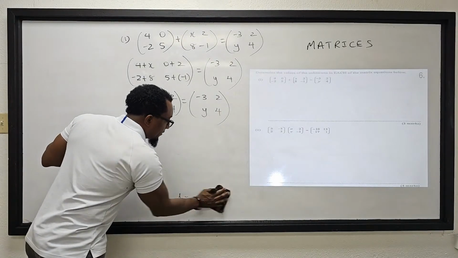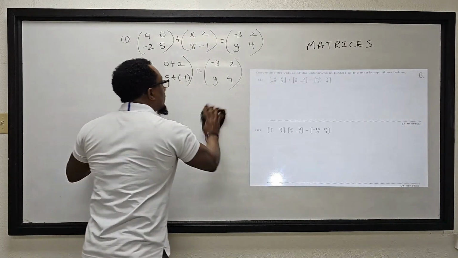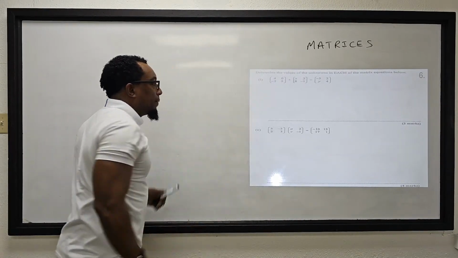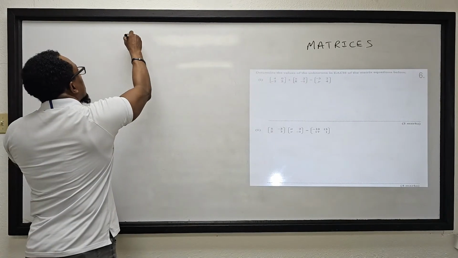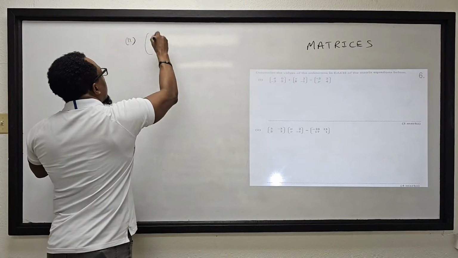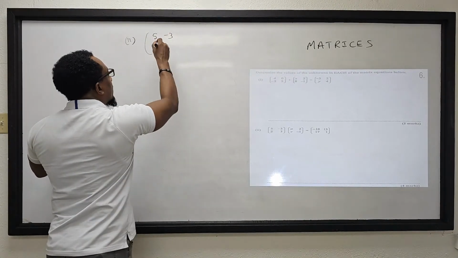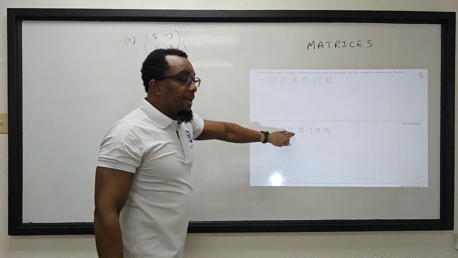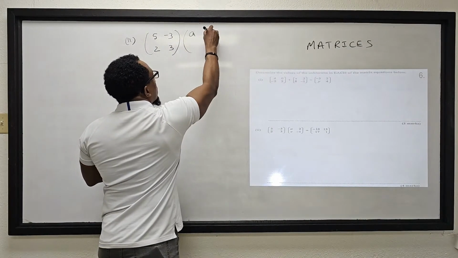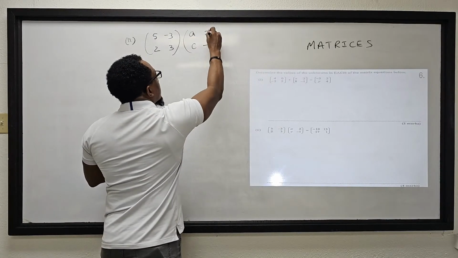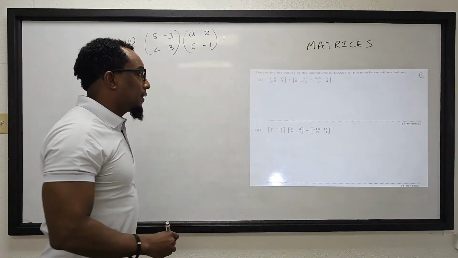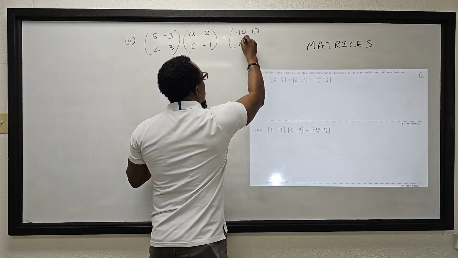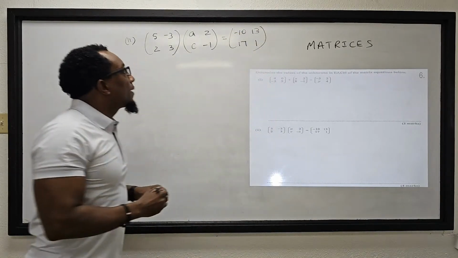Alright? Let's look at the next. So we have here part 2, another matrix equation. We have 5, negative 3, 2, 3 times, I know you're multiplying, right? This is A, 2, C, negative 1 is equal to negative 10, 13, 17, 1. Alright?